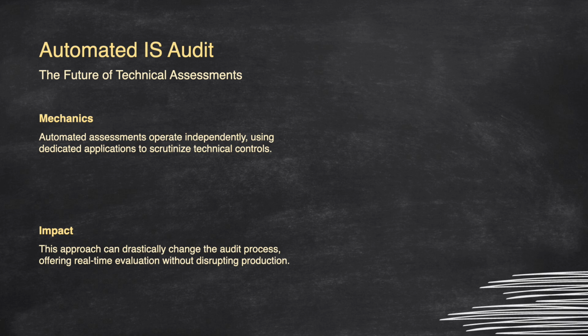So this means that potential risks can be detected and mitigated in real time rather than waiting for the periodic audit. So it is akin to fixing a leaky faucet as soon as it starts dripping, preventing a flood later on. So with real-time evaluation, friends, organizations can maintain a strong control environment while minimizing disruption to their operations, ensuring both security and efficiency.